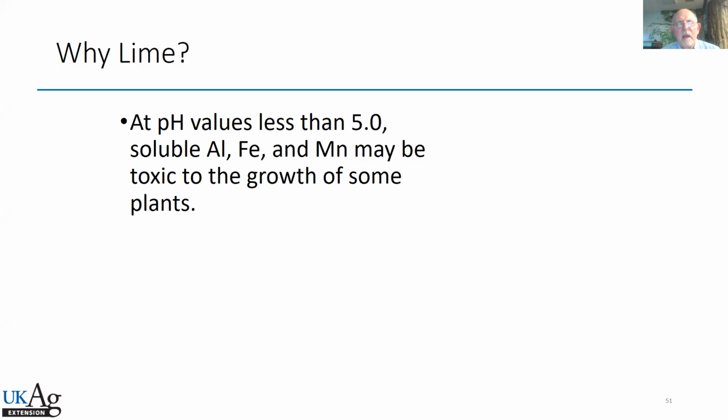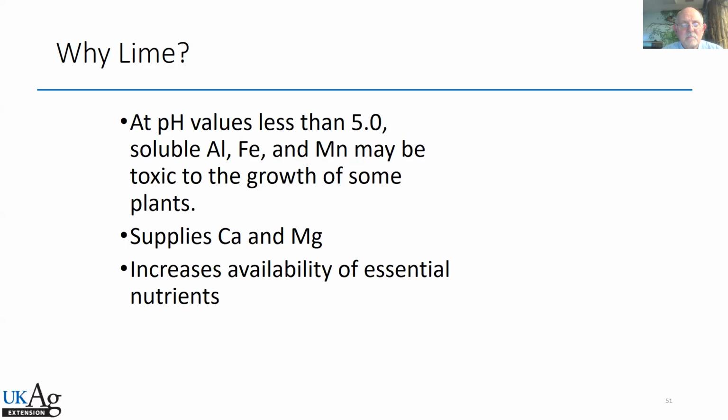So why do we want to lime, okay? First of all, at pH values less than 5, a lot of the soluble aluminum, iron and manganese can become toxic. And we'll show this in a minute, but as we begin to get into lower pH soils, it becomes toxic for some of the more soluble minerals that are in the soil, all right? Lime supplies calcium and magnesium, which is often what lime is made of primarily, okay? It's a lot of calcium and sometimes magnesium. And calcium is good for plant production, okay?